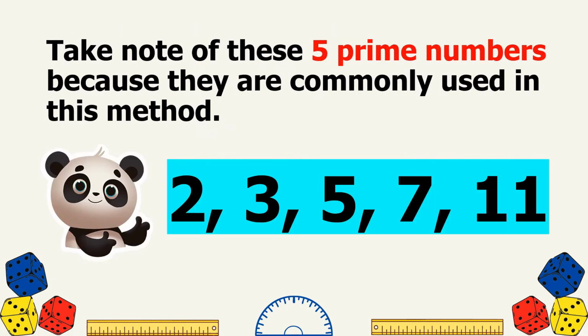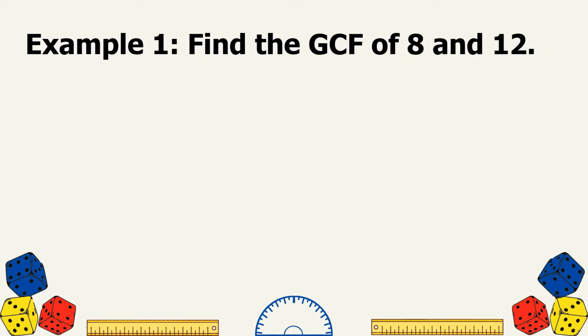Before we start with our first example, please take note of these 5 prime numbers because they are commonly used in this method, like 2, 3, 5, 7, and 11. So now let's begin with our first example. Let's start with finding the GCF of two numbers. Find the GCF of 8 and 12.